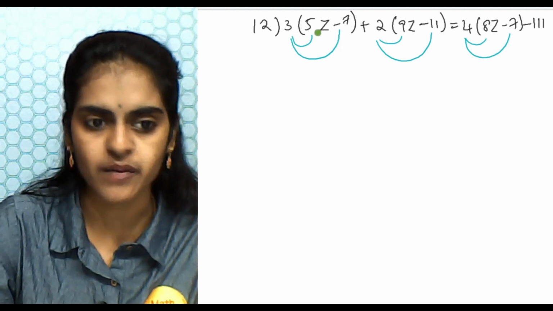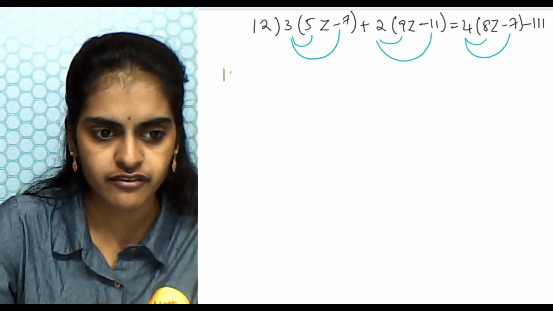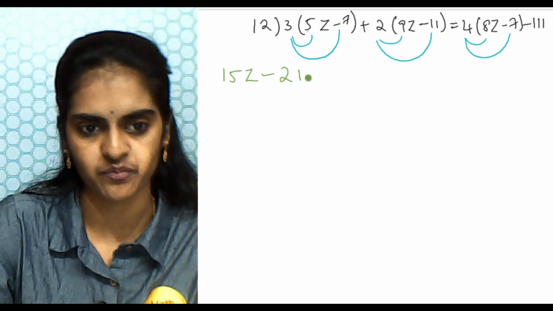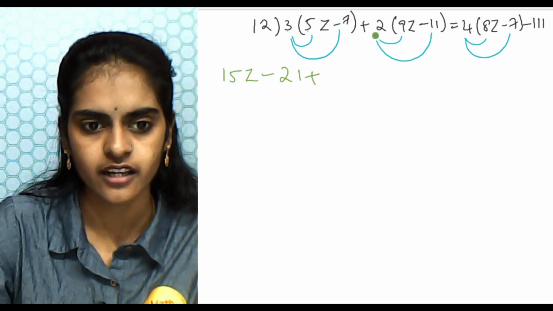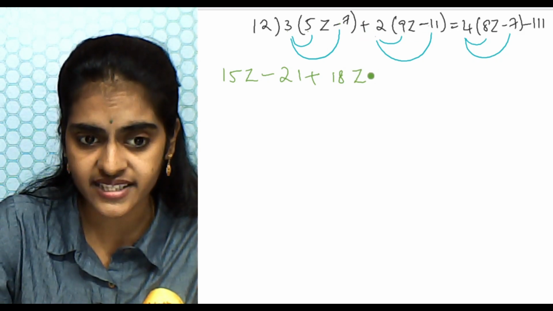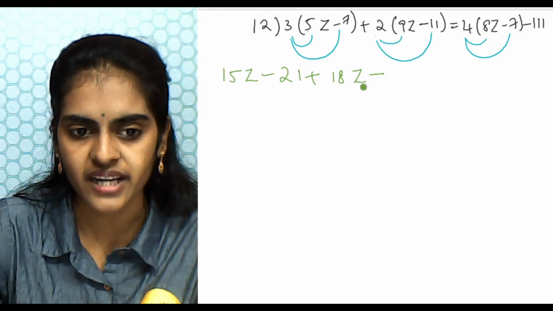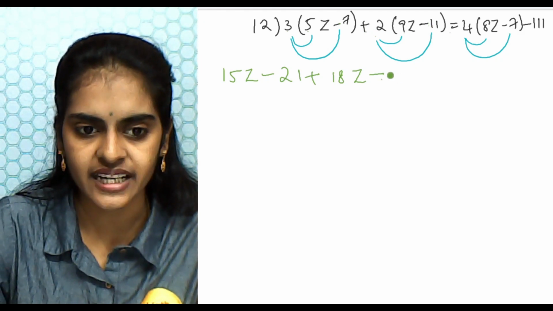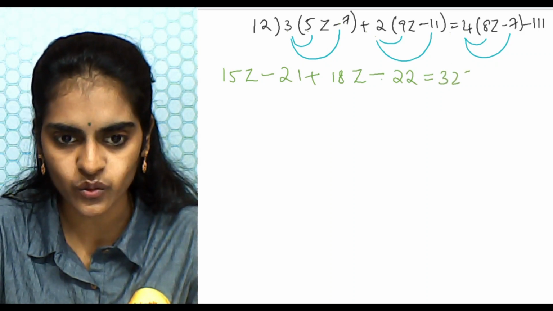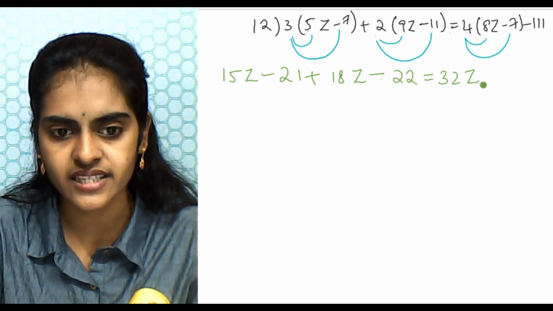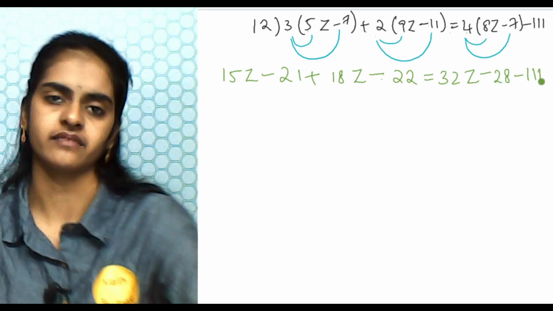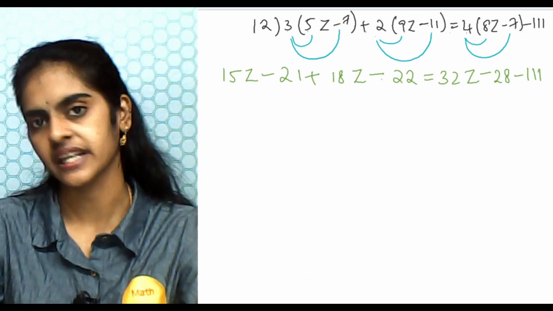So this is nothing but 3 multiplied by 5z. 3 5s are 15z. Okay, you have minus, write it. 3 7s are 21. Okay, you have plus, write it. So 2 9s are 18z. Okay, now this is plus into minus gives you minus. See here, plus into minus gives you minus, and 2 into 11 is 22, is equal to, now 4 8s are 32z. Okay, now this is minus, write minus, 4 7s are 28, minus 111. Okay, this minus 111 you are bringing it down.